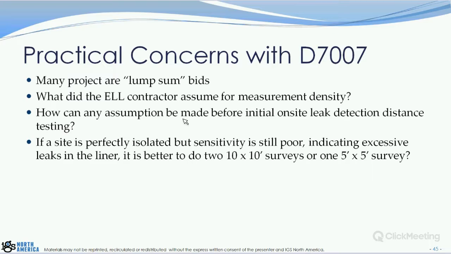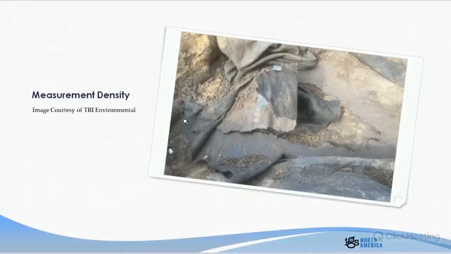So, let's take a case scenario of you have a perfectly isolated site, but your sensitivity is still poor. So, is it better to do one 10 by 10 survey and locate the damage and then repeat a 10 by 10 survey, or do one 5 by 5 survey that's going to take 4 times as long and do the whole thing with less sensitivity? So we had a case like this very recently, actually.